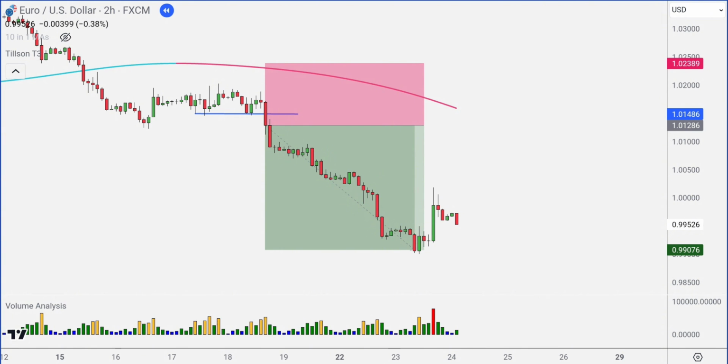Here, we can see the assistance of the Tillson T3 indicator, which not only clears our chart from clutter with multiple lines but also creates an excellent dynamic support resistance line.